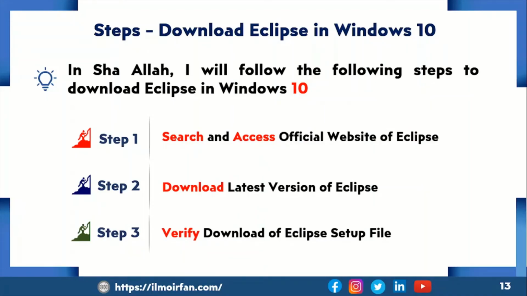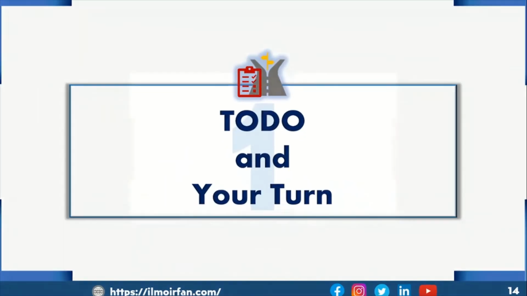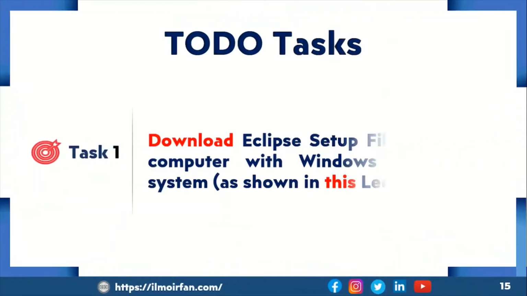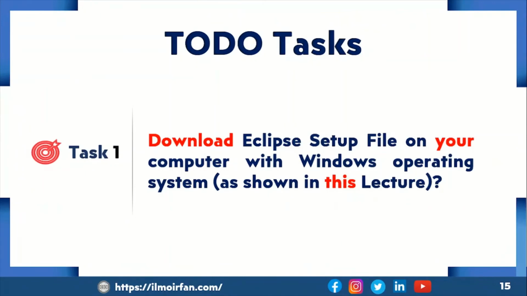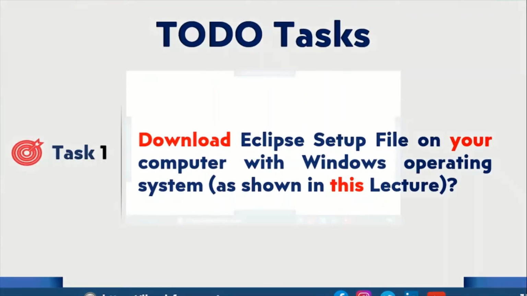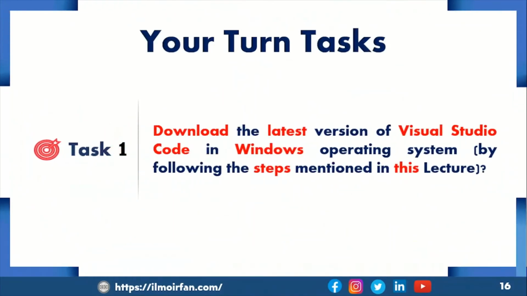To summarize, I used a three-step process to completely and correctly download the Eclipse setup file in Windows 10 operating system. To do and your turn. The to do task for this part of the lecture is to download the Eclipse setup file on your computer with Windows operating system as shown in this lecture. Your turn task is to download the latest version of Visual Studio Code in Windows operating system by following the steps mentioned in this lecture.